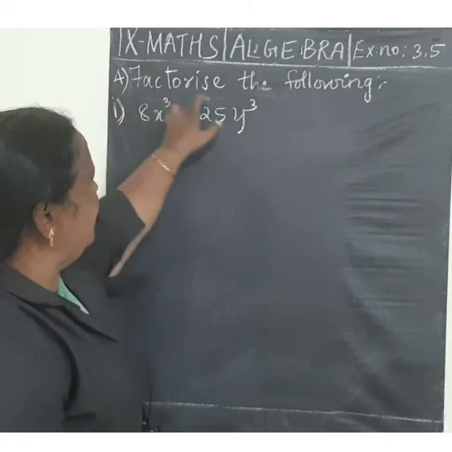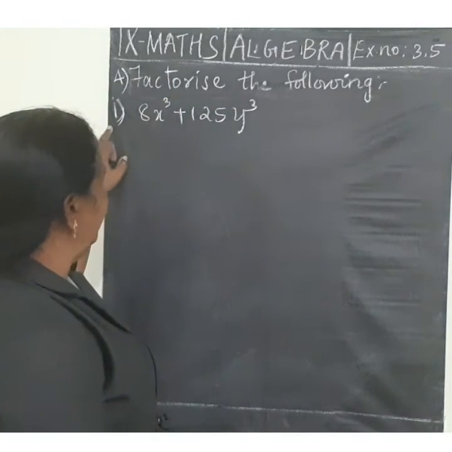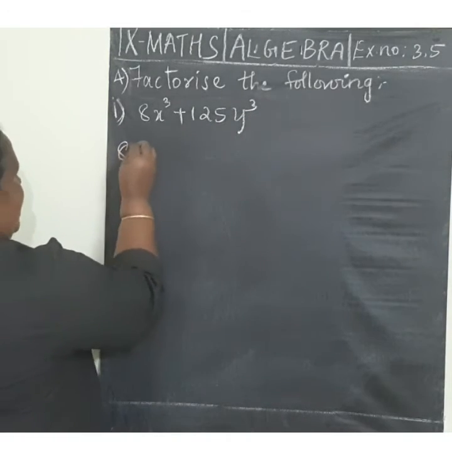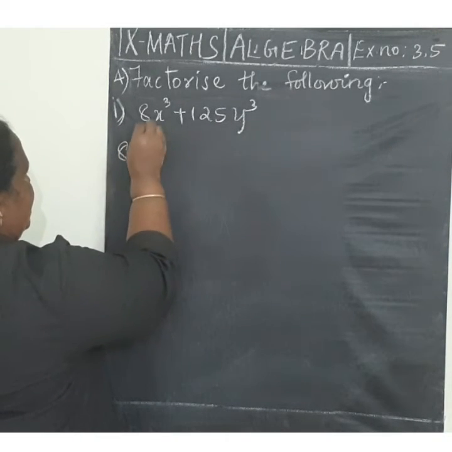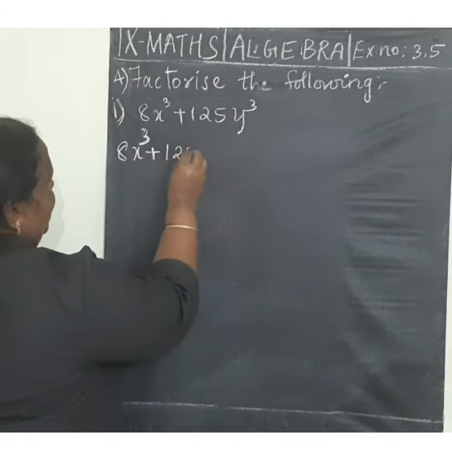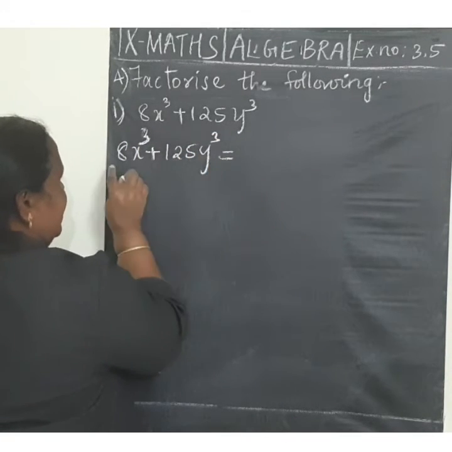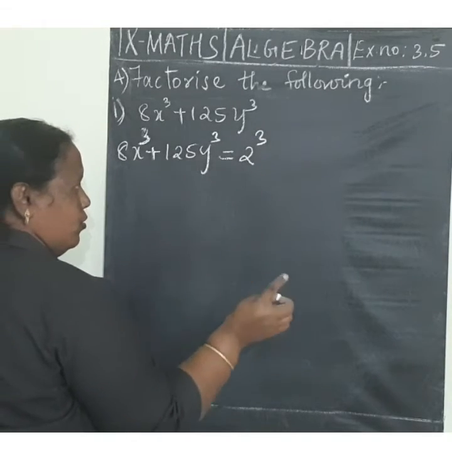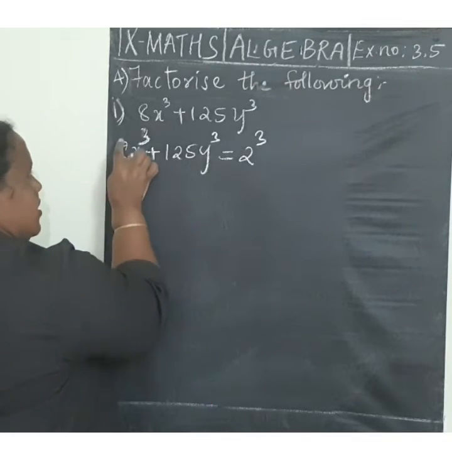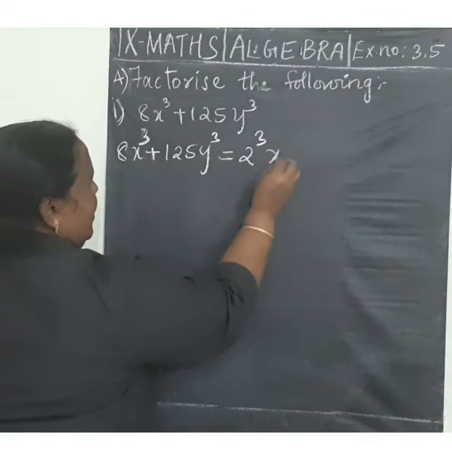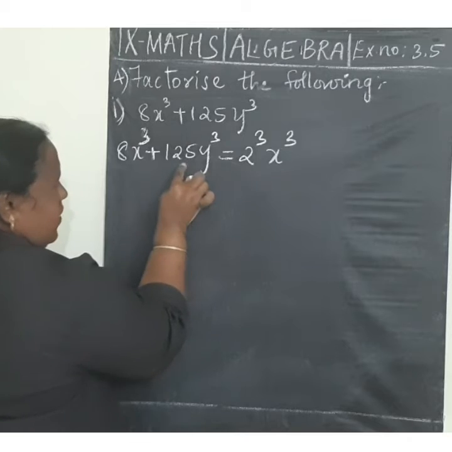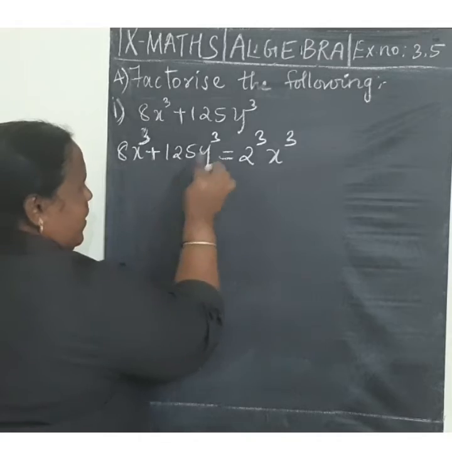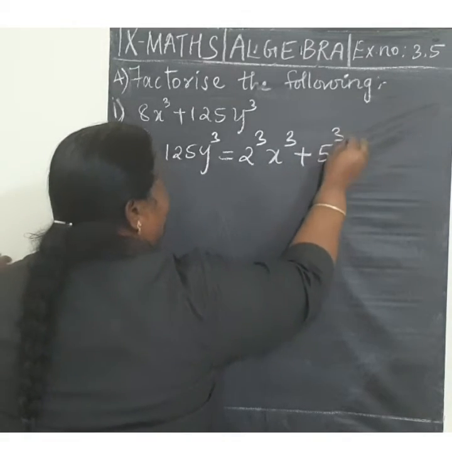Next, fourth question, factorize the following. That is first subdivision: 8x cube plus 125y cube. This 8 we can write as 2 cube. 2 cube means 2 into 2 into 2, 2 2s are 4, 4 2s are 8. So this 8 we are writing as 2 cube x cube. Next this 125 we can write as 5 cube. 5 5s are 25, 25 into 5, 125. So plus 5 cube y cube.